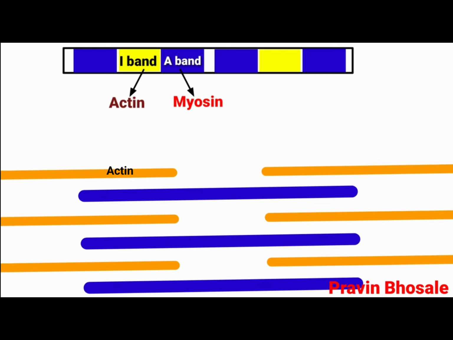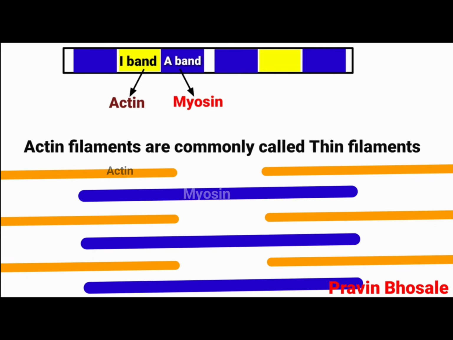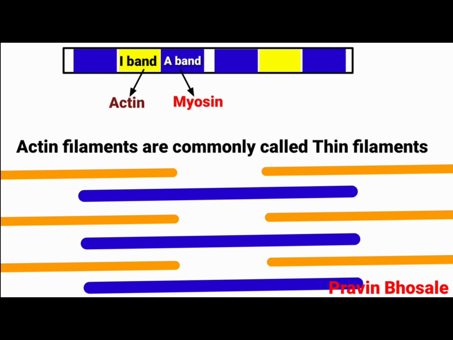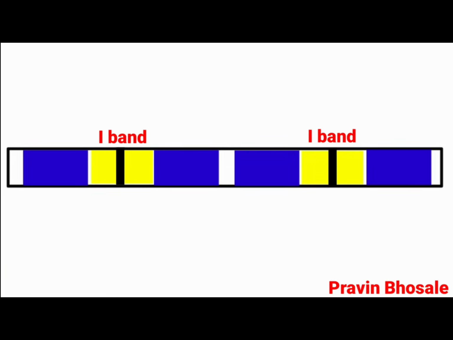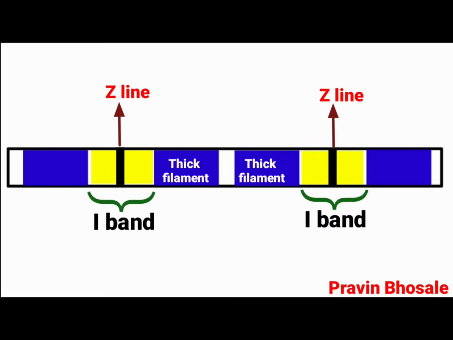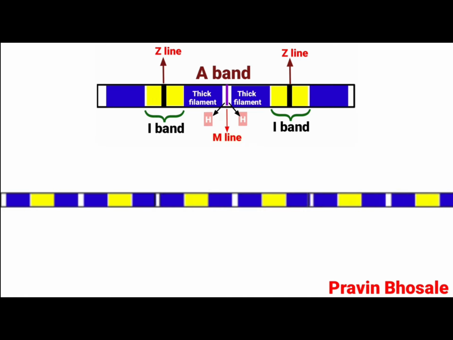Actin filaments are thinner as compared to myosin filaments, hence are commonly called thin filaments. Myosin are thick filaments. In the center of each I band is an elastic fiber called Z-line, which divides the I band. Thick filaments in the A band are also held together in the middle of this band by a thin fibrous membrane called M-line. The A and I bands are arranged alternately throughout the length of the myofibrils.